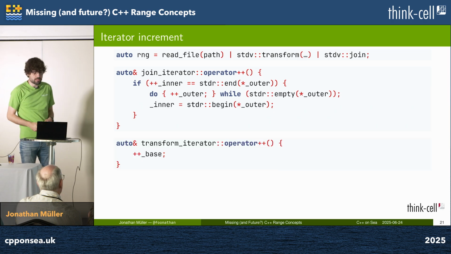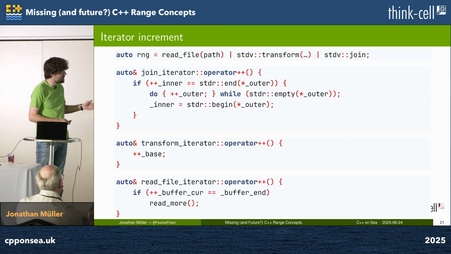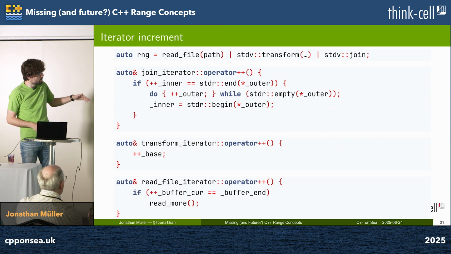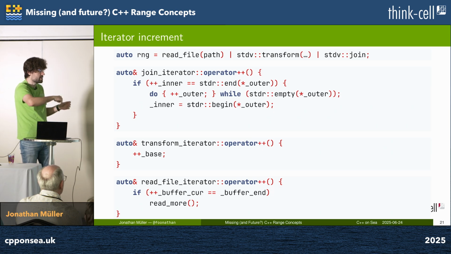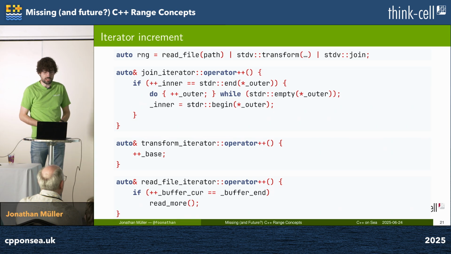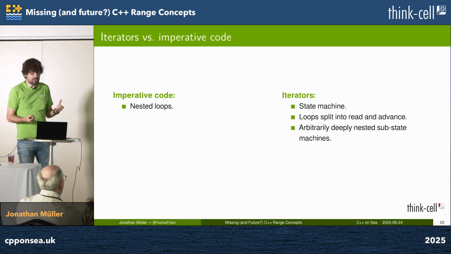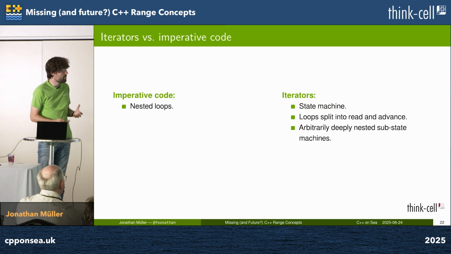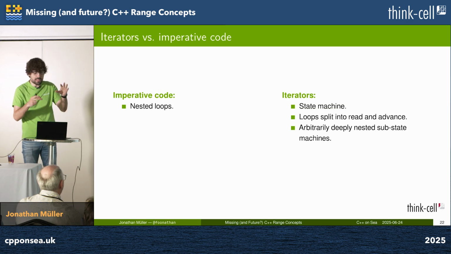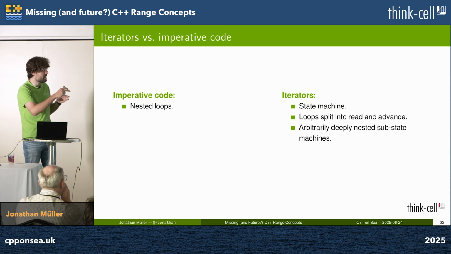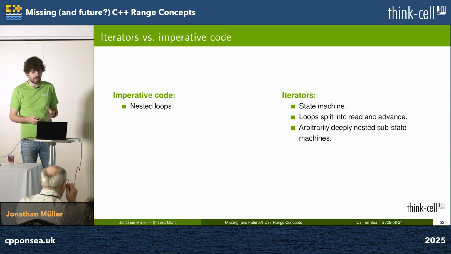Transform just increments the underlying iterator. And a read file iterator does something very similar to the join one, it increments the element in the buffer, and if it reaches the end, we reset the buffers to the next element by calling the readmore function. So in the imperative code, we just have nested loops. But with the iterators, we've got the state machine, where we split the nested loops into a read step and an advance step. And then we have arbitrarily deeply nested state machines in there, right?